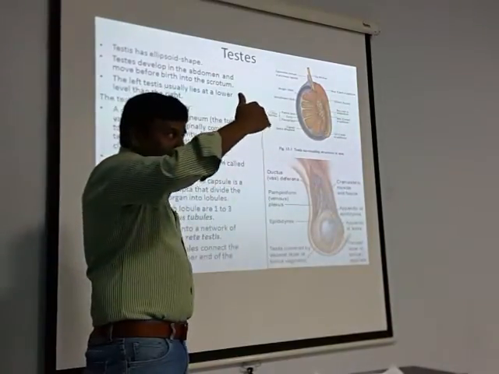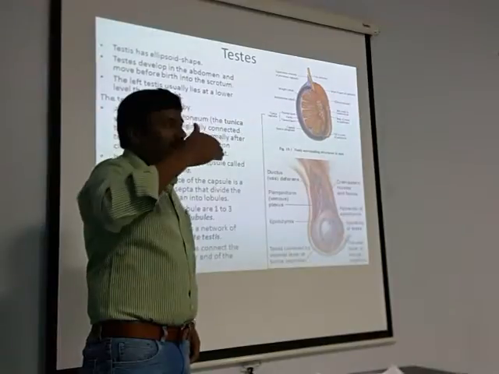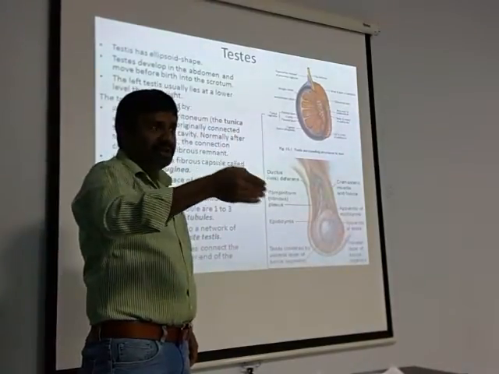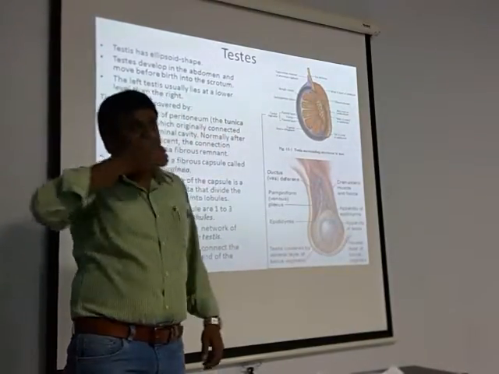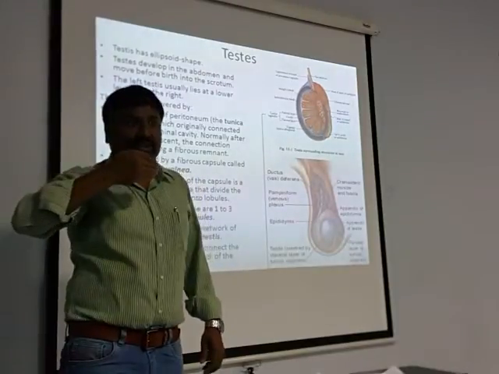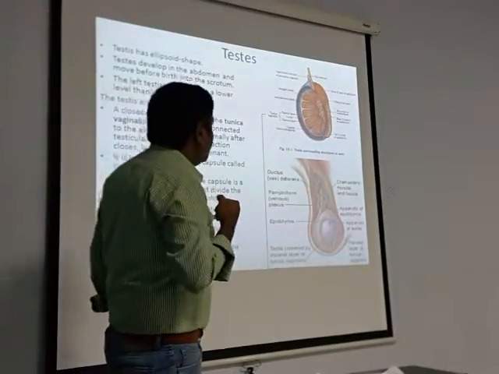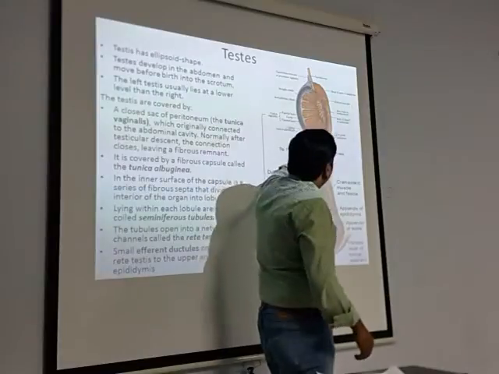Okay, we have the external spermatic fascia, the internal spermatic, that is the cremasteric fascia, and then the internal spermatic fascia, and then the tunica vaginalis. Very important here. So what is the tunica vaginalis?